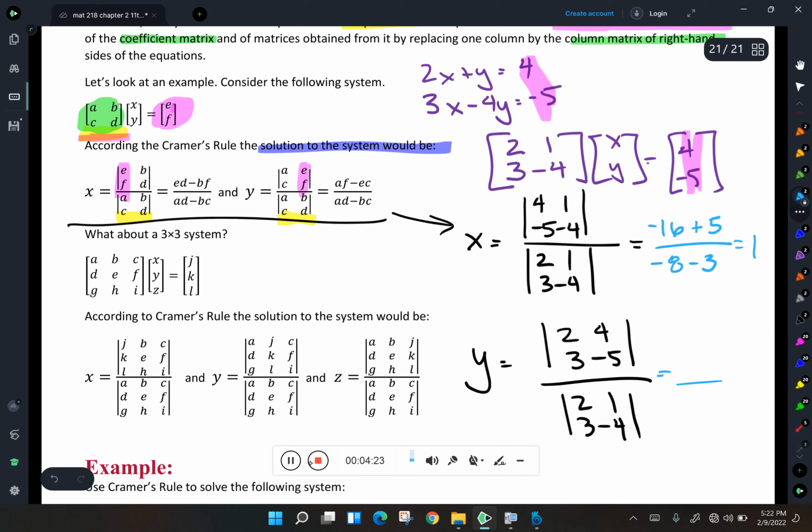Down here I know the bottom is going to be negative 11 because it is the same as this one. So my numerator will be 2 times negative 5, so it's going to be negative 10 minus 12.